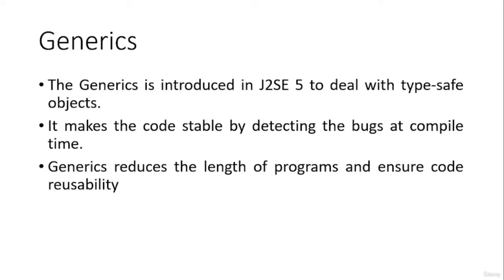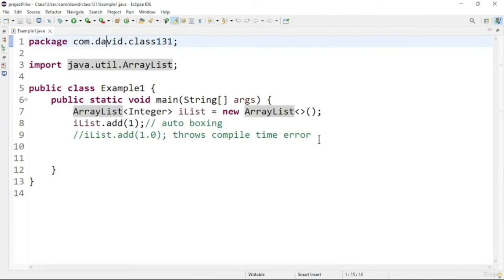Now let us see some programs based on generics. In this program, we will discover the compile time checking of the particular generic type. So here I am declaring an ArrayList in this program. You can see, after declaring the ArrayList, I am putting only integer values. I am giving the generic type as Integer.